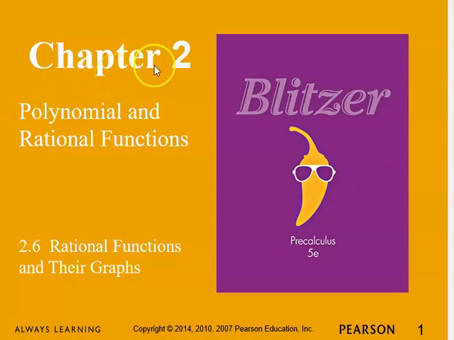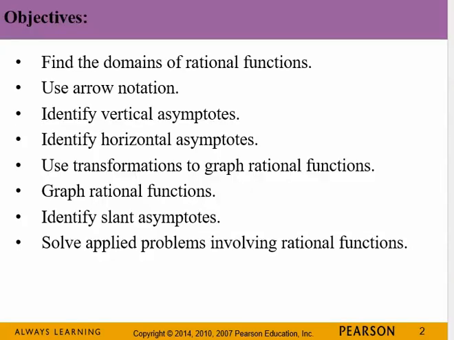Going on now in Chapter 2 to Topic 6, Rational Functions and their Graph. Looking at the objectives, we see we're going to find the domain of rational functions, use arrow notation, identify the vertical asymptotes, identify horizontal asymptotes, use transformation to graph rational functions. Then graph a rational function, identify slant asymptotes, and then do a word problem involving rational functions.